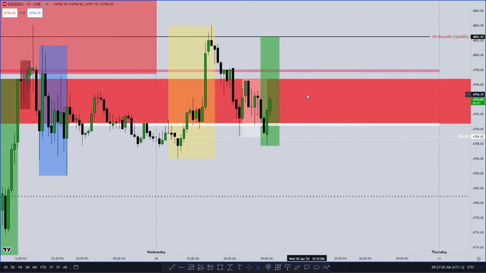So balanced price range is essentially useless unless you have a draw. And my draw right now is these lows right here, and then next to this low right here. So that's just my intraday draw. So I gave you my daily and weekly draw, and I just gave you my intraday draw. So the daily and weekly will lead to the intraday draws.